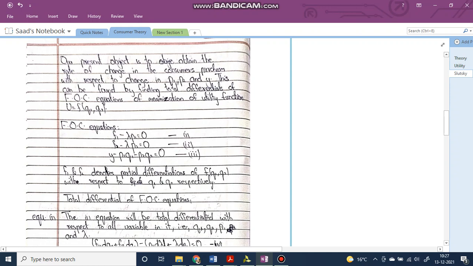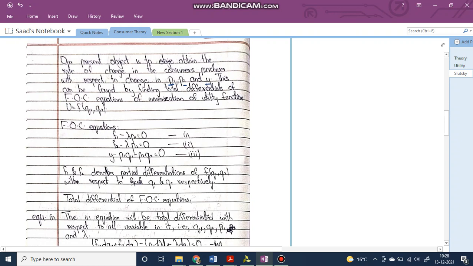This is a part of theory of consumer behavior of mathematical economics. In this video, we will find the change in rate of change in consumer purchases with respect to change in P1, the price of commodity 1, price of commodity 2, P2, and change in income. This can be found by total differential equation of first order conditions equations of maximization of utility function.